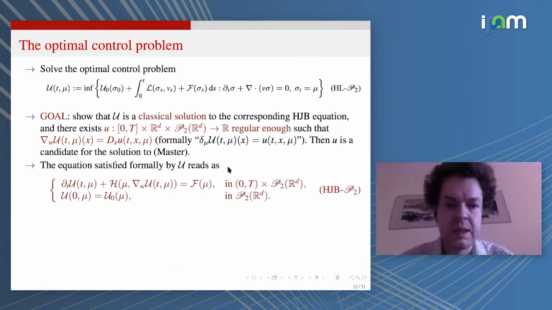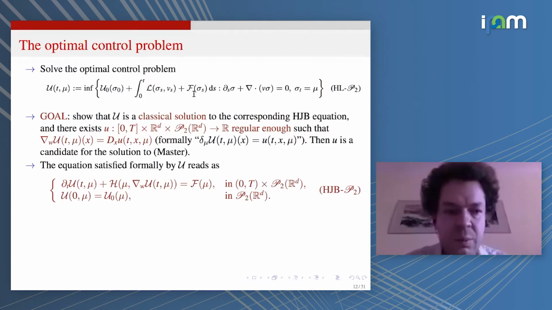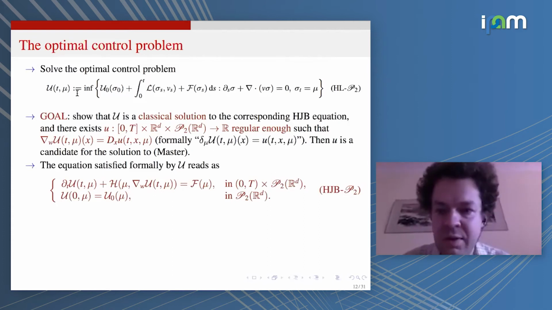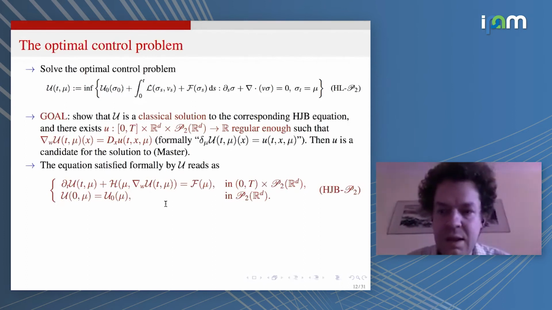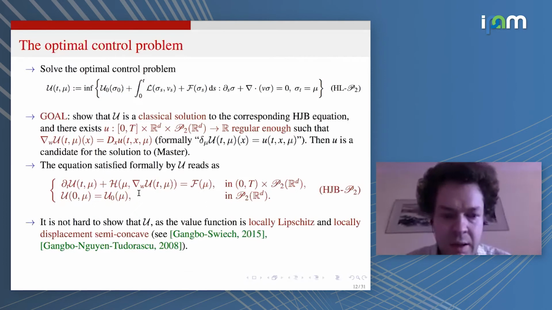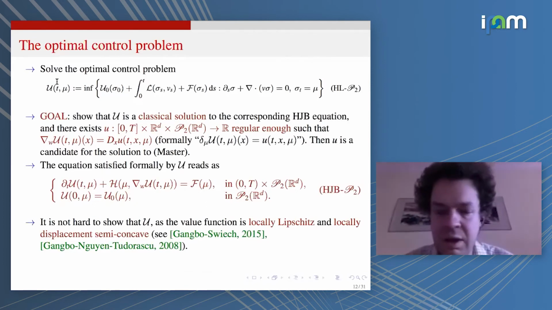And I will try to justify why this is a good candidate to be the solution for the master equation. If we work with this optimal control problem, it is producing an equation which is nicer than the master equation. Why? Because this is a more standard Hamilton-Jacobi equation just set on the space of probability measures, and it does not have that non-local nature of the master equation. If we look at this as a value function, it is almost straightforward to show that it is locally Lipschitz and displacement semi-concave in the measure variable. I will speak about displacement convexity in a moment.